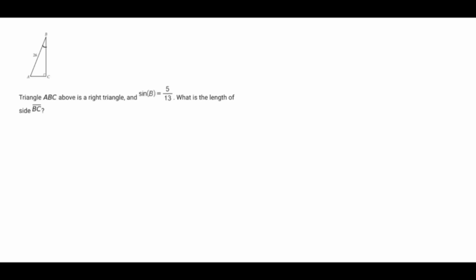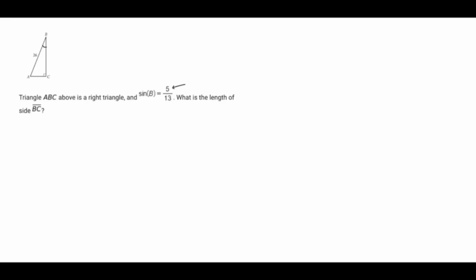ABC above is our right triangle, and sine of B is 5/13. What is the length of side BC? Alright, so pretty simple problem here, except there is a little caveat that we have to take into consideration. So first off, I've marked the angle B. We know SOHCAHTOA, so sine represents opposite over hypotenuse. And so the opposite side would be a side length of 5. However, the interesting thing here is that it says the hypotenuse is a length of 13 when it's clearly marked 26 on our diagram for side AB. So what is happening here?